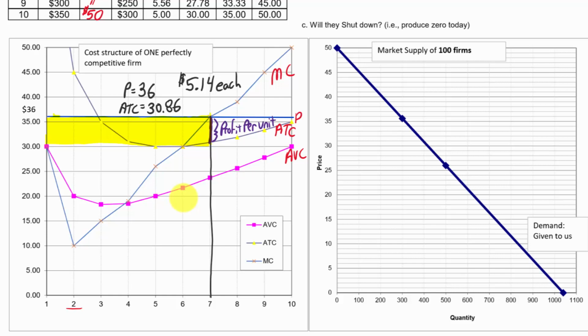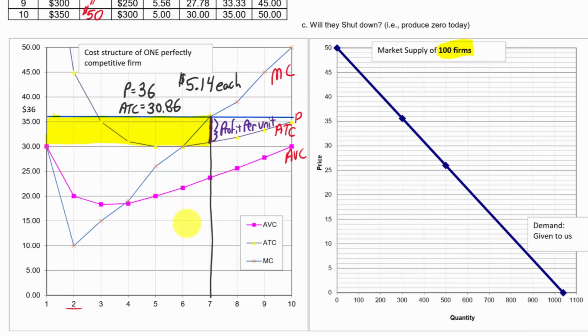So what we're going to do here to keep the math simple is we're going to say a lot of firms. Well, how many is that? Well, let's assume it's 100, because 100 keeps the math simple. So let's assume that there are exactly 100 firms, and that each of these 100 firms are exactly like this one that we've graphed the cost curves for over here.